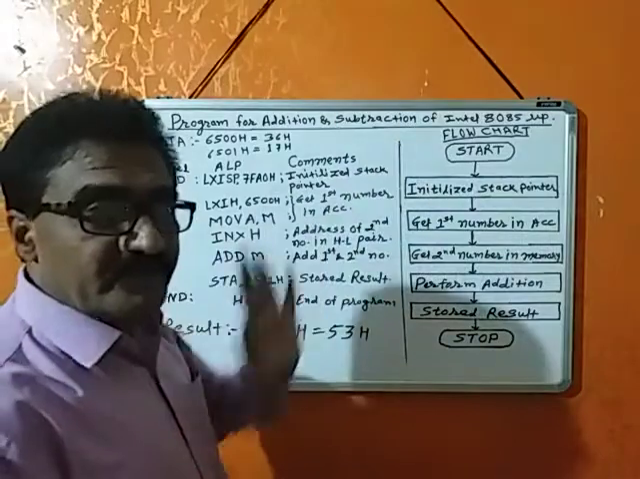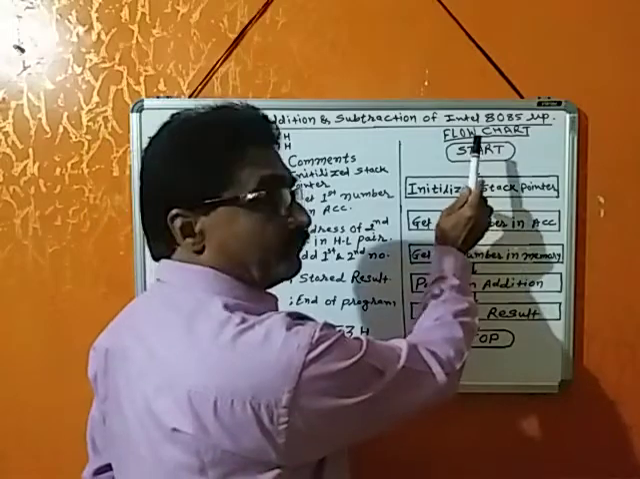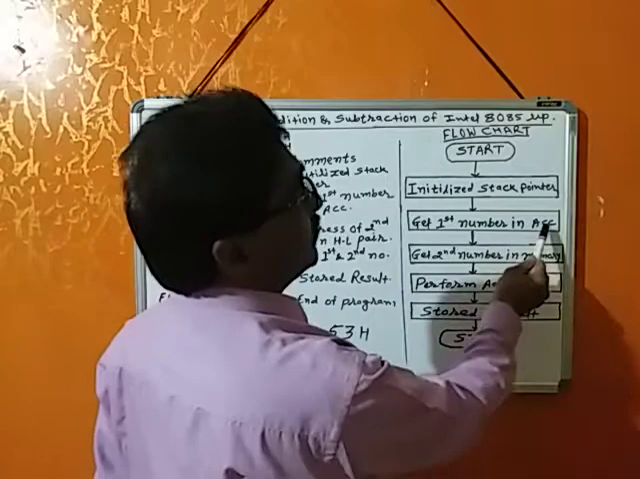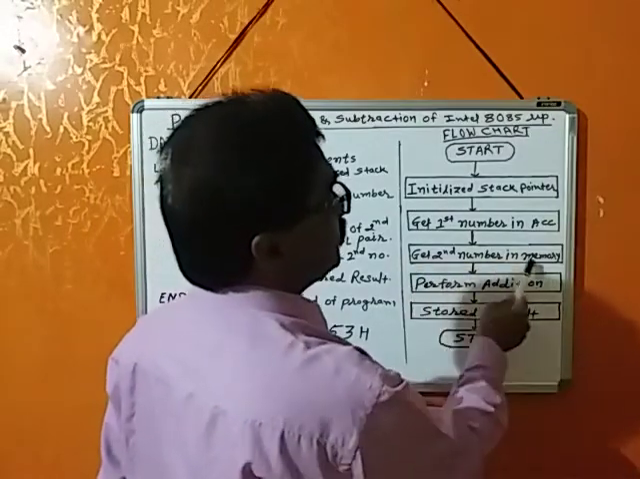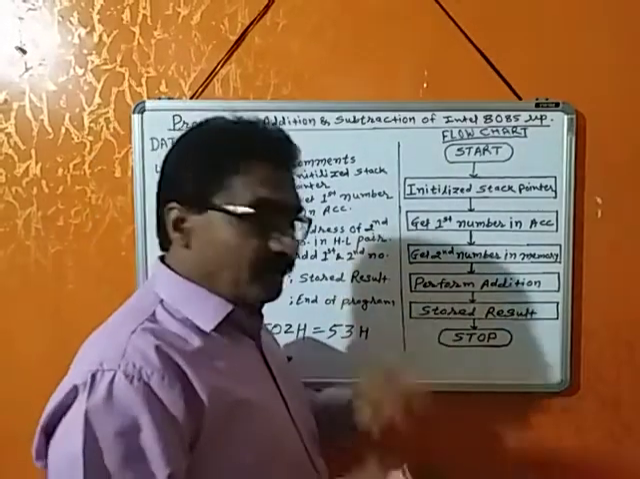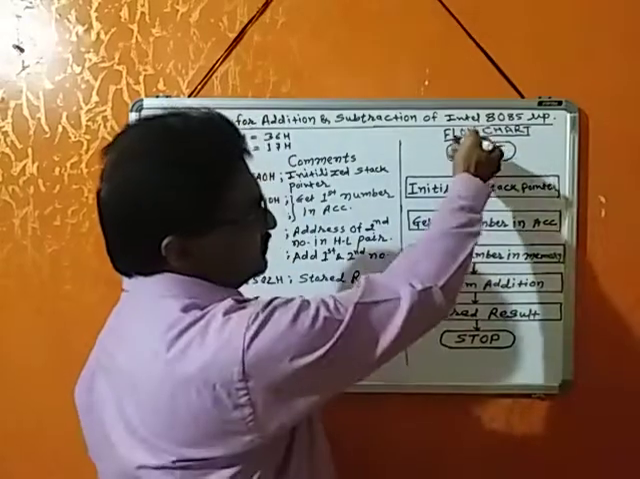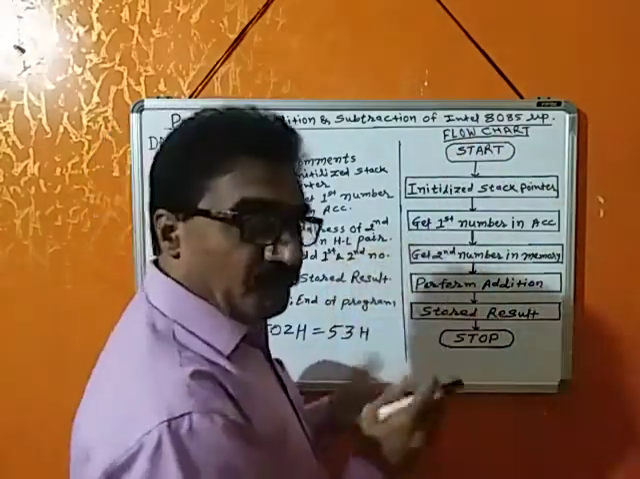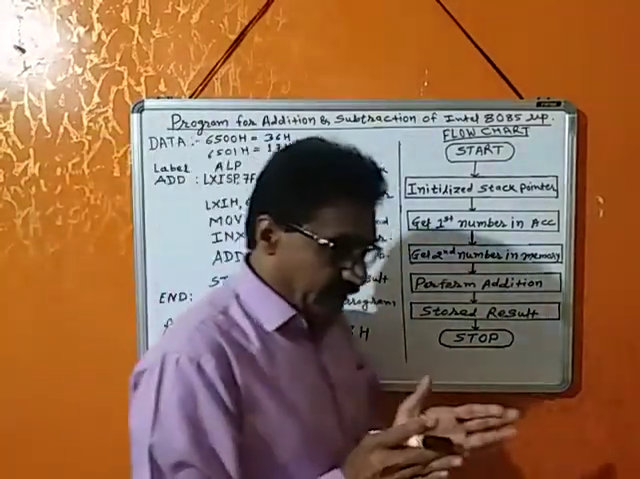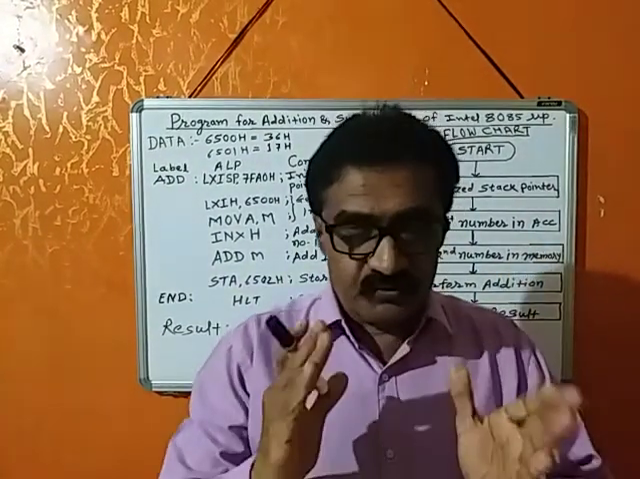Then the flowchart. Means while writing the program, the flowchart is required. The first is start, then initialize the stack pointer, get the first number in the accumulator, get the second number in memory, then perform the addition, and after performing the addition, store the result. Store the result. Means these are the main steps while performing the addition of two numbers.